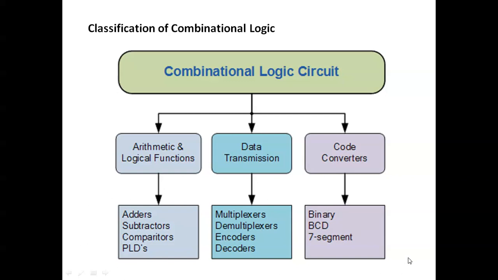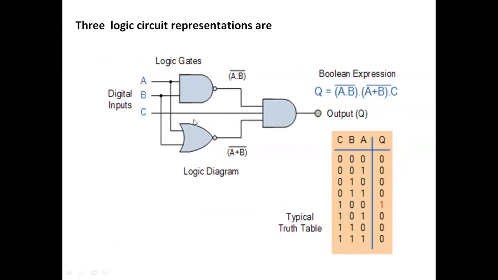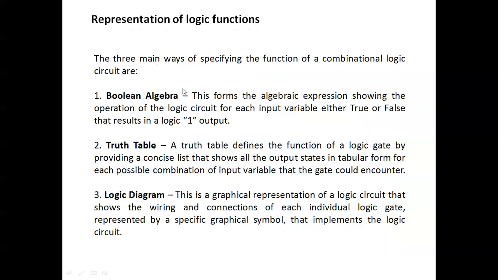These are the examples of combinational logic circuits. Now, the representation of logic functions. There are three main ways to represent a combinational logic circuit: Boolean algebra, truth table, and logic diagram. Boolean algebra shows an expression whether the result is true or false. The truth table defines the function of the logic: the gate inputs and outputs, with every operation written in the table.